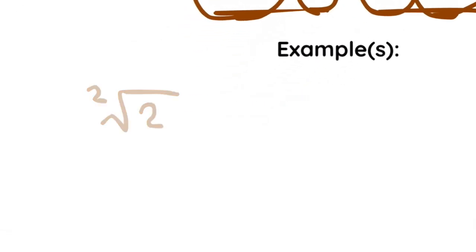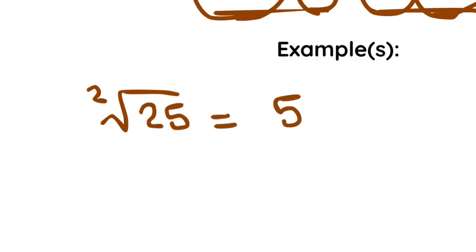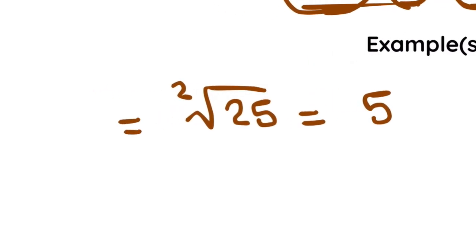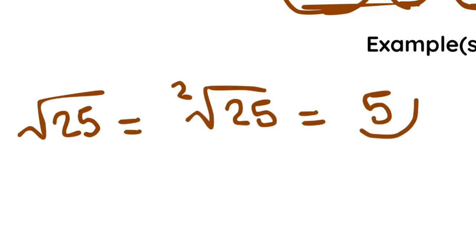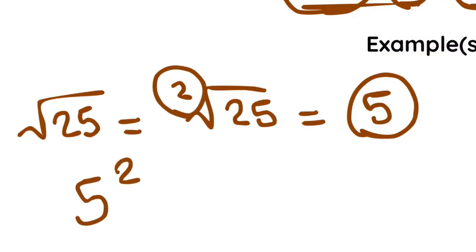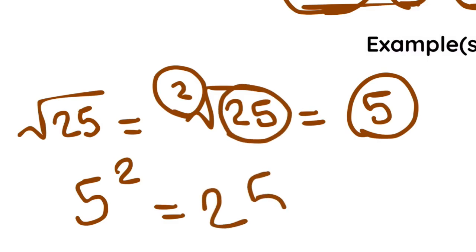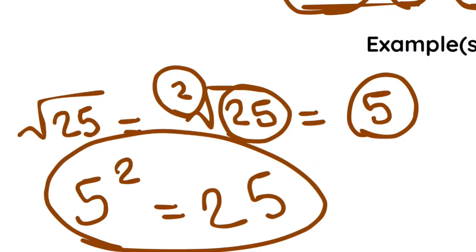Let's have an example. The second root of 25 is equal to 5. I don't even have to write the 2 on the root of 25, because when a root symbol doesn't have any degree, we know that it's 2. This is equal to 5. So we know that when 5 is raised to the power of the degree, so 5 to the power of 2, it should be equal to our radicand, or our number inside the root, which is true for this case. And that is why we say that it's correct.